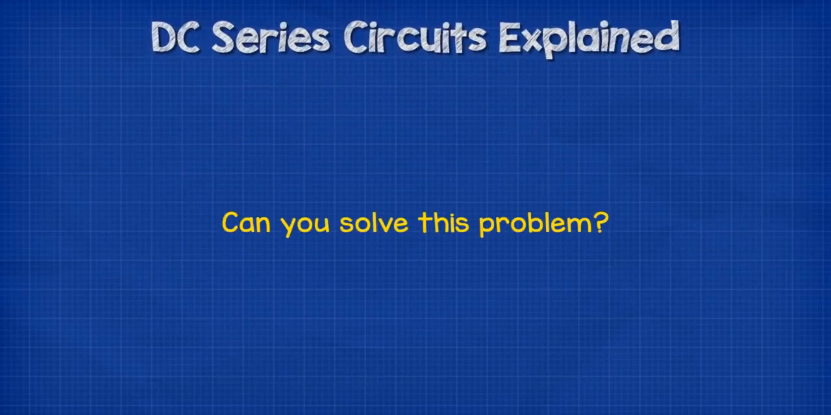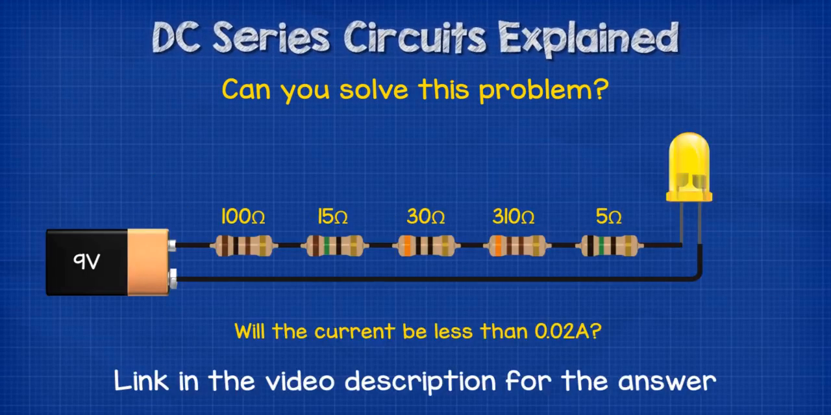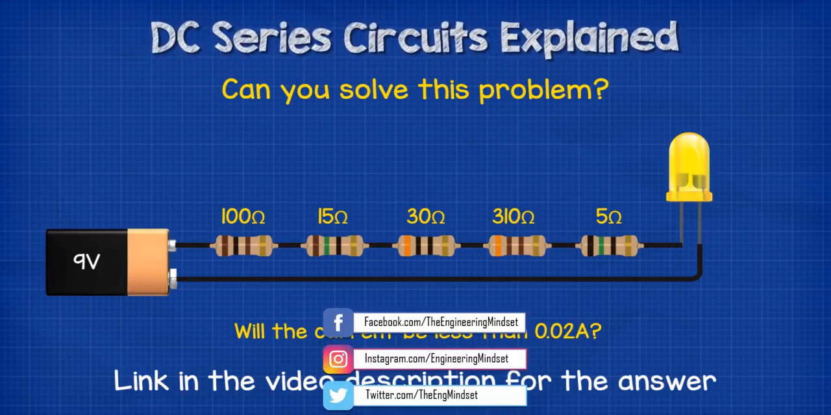Okay, so now it's time for you to test your knowledge. So this LED can't exceed a maximum current of 0.02 amps or 20 milliamps, otherwise it will burn out. So if we connected it to these resistors and a 9 volt battery, what will the approximate current in the circuit be? I'll leave a link in the video description down below for the answer.